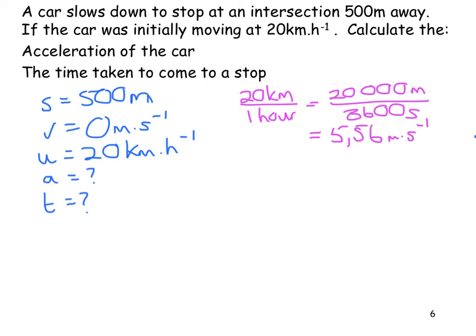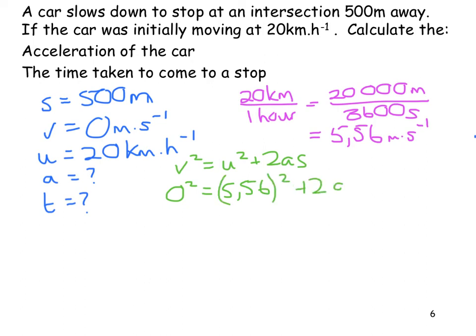I'm looking for acceleration. So I want the equation of motion that does not include time. V squared equals U squared plus 2AS. 0 squared is equal to 5,56, my starting velocity, squared, plus 2, I don't know the acceleration, and 500 meters. My acceleration turns out to be negative 0,03 meters per second squared.